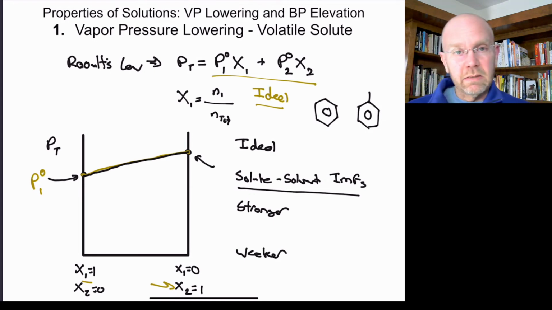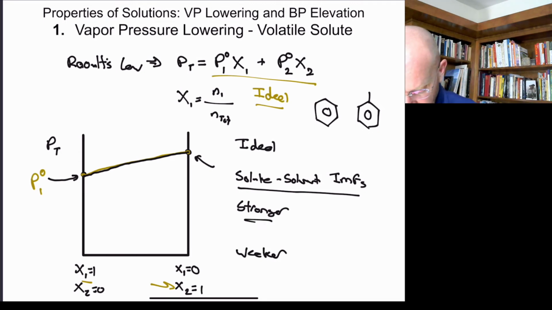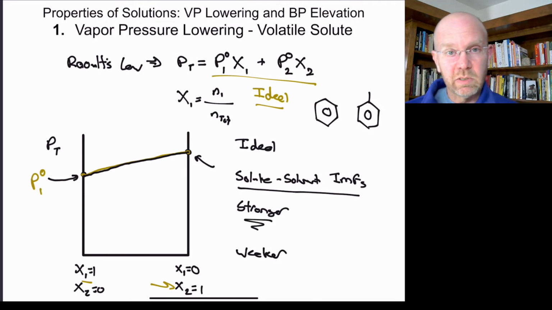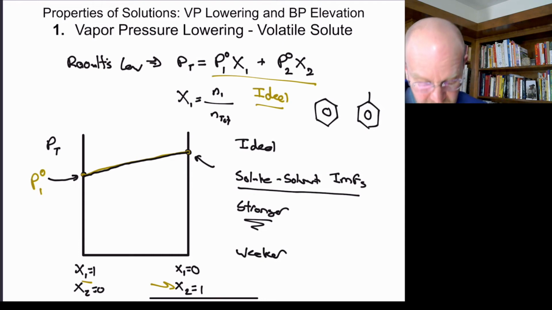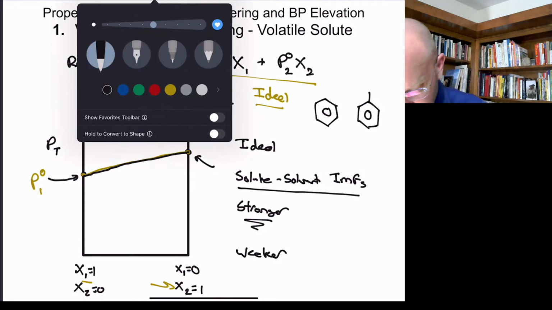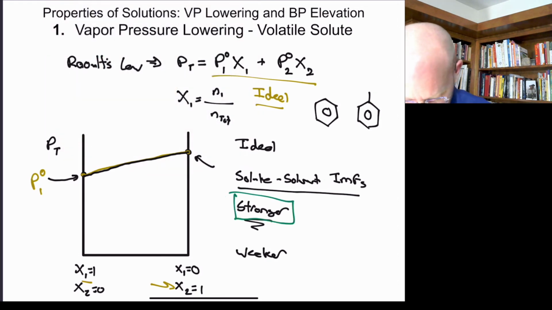In some cases, the intermolecular forces between the solute and the solvent are stronger. When those intermolecular forces between the solute and the solvent are stronger than those in the pure substances, they make a negative deviation to Raoult's law. So I'm going to use green to show the intermolecular forces between the solute and the solvent being stronger, and you sort of get a negative deviation from Raoult's law.